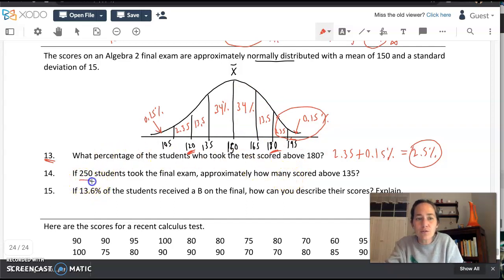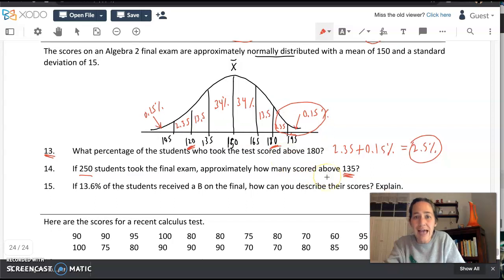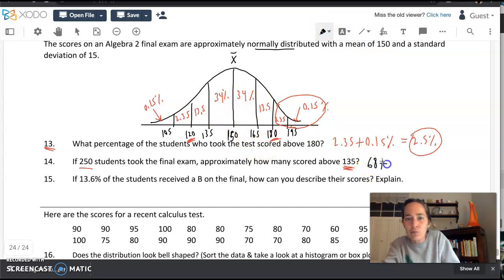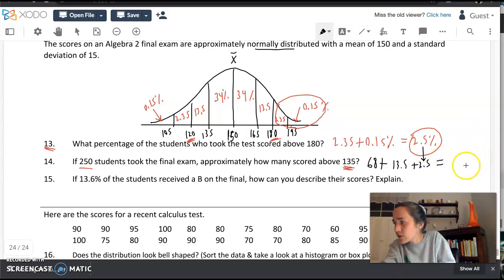14 says if 250 students took the exam, approximately how many scored above a 135? So that's below the mean. That's everything from 135 on up here. We would want to get the percentage first. So one way to do it is to add those 5 percentages. Let's give that a try. The 5 percentages are a 34 and a 34, I know that's 68, to save some room. We're going from 135 up. So 13.5 plus 2.35 plus 0.15 gives us the 2.5 that we had from the problem right above it. And that's going to be a good amount of the students, 84% to be exact.